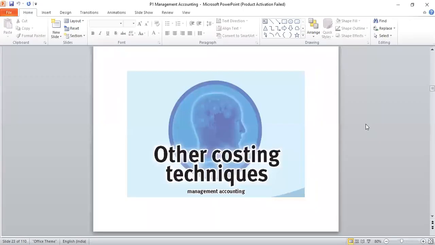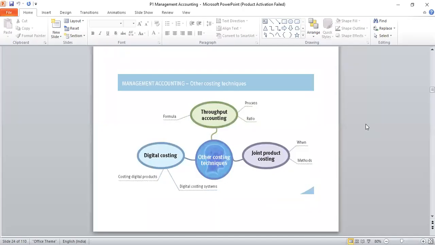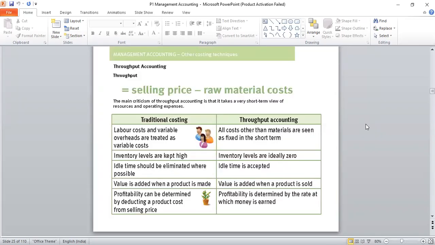After ABC, other costing techniques. Under other costing techniques, we have throughput costing, joint product costing, and then digital costing. So throughput costing: before we understand throughput costing, we have to understand that this is a modification of another technique used in cost accounting, called key factor analysis or limiting factor analysis.